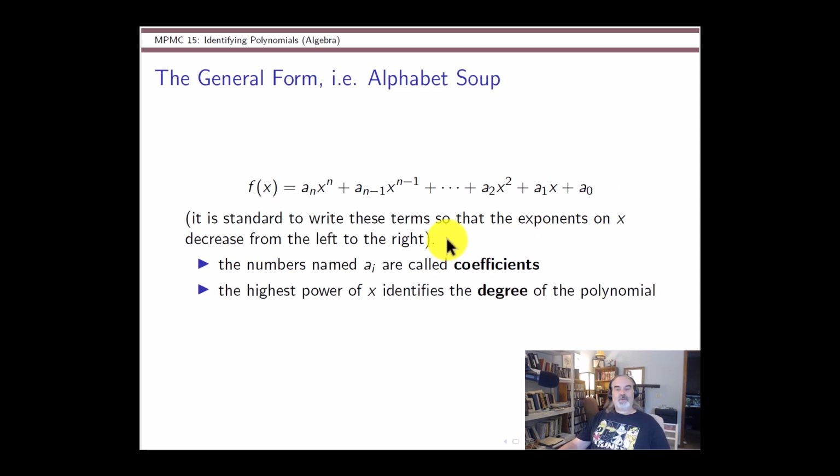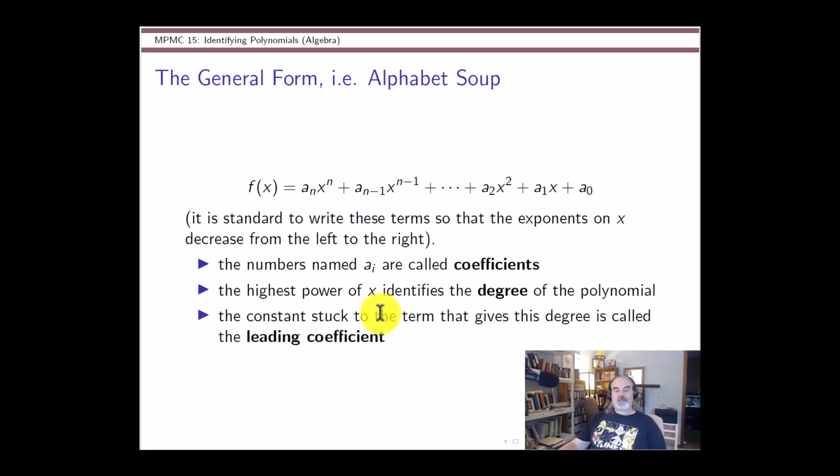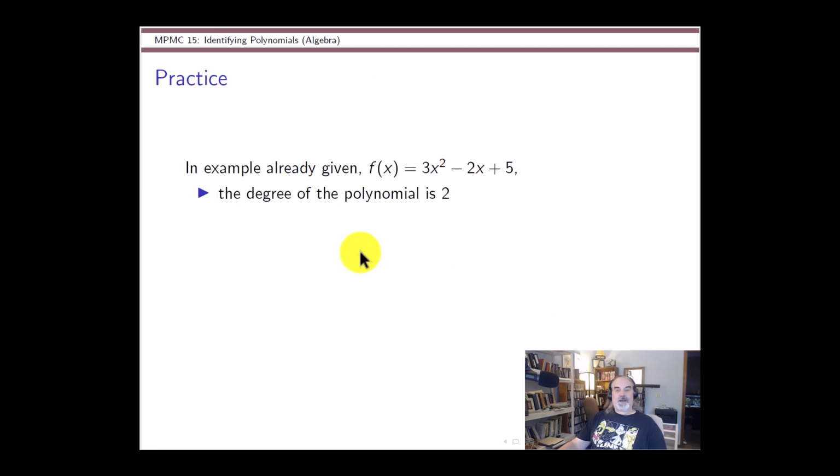Okay, those are coefficients. Wherever you see the term that gives you the highest power of x that's present in the function, that high power is the degree of the polynomial. And the coefficient, or the constant, that's stuck to the term that you just used to identify the degree is called the leading coefficient. Now, this is not about which is first in line from left to right. It's about the coefficient that's attached to the term that gave you the degree of the polynomial. It's where you found the highest power of x.